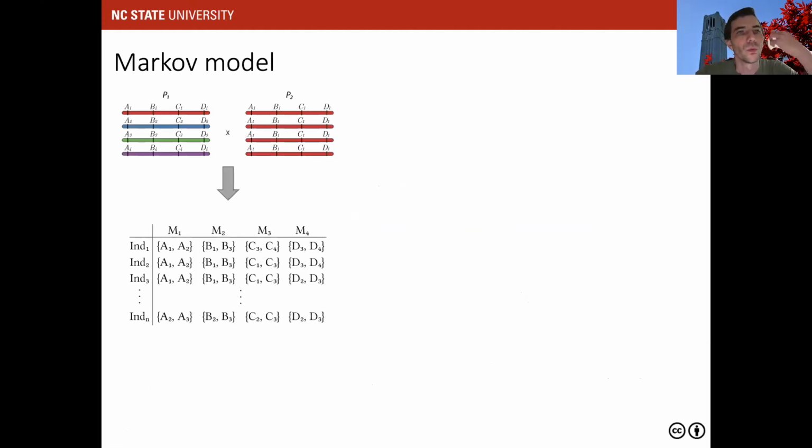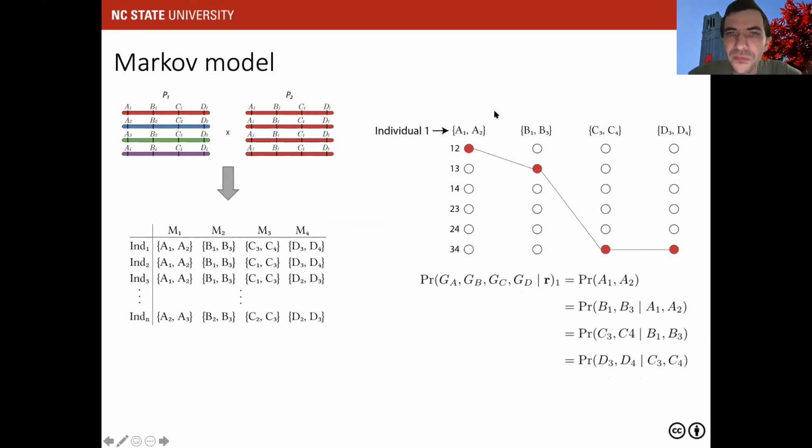Just to show you the mechanics behind the Markov model, imagine we have this situation here, very similar to the previous situation. And then I observed these individuals here. So these are completely informative individuals. I have 6 possible gametes. I'm just ignoring this individual here because it's not informative. And then using the first individual here, I have this path from 1, 2 to 1, 3, as you can see here, from 1, 3 to 3, 4, and 3, 4, 3, 4.